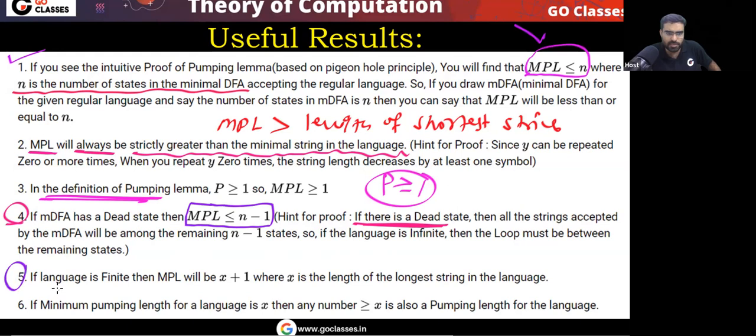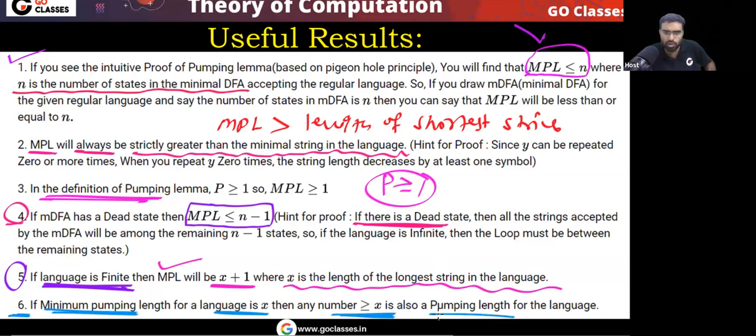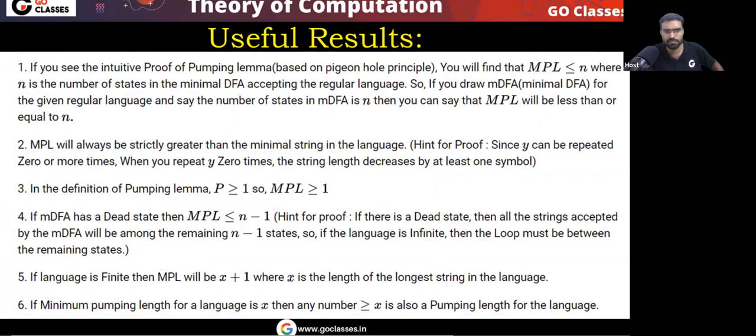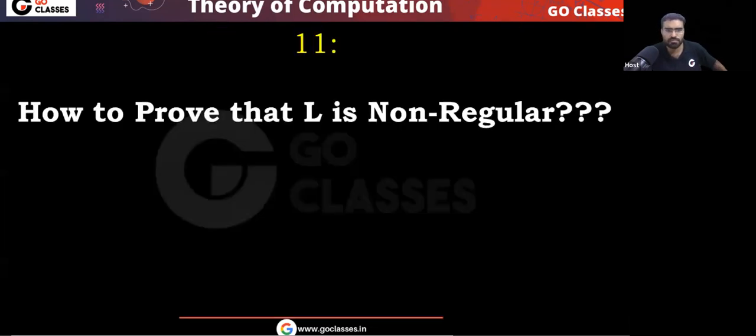And what about this statement? If your language is finite, then MPL will be x plus 1, where x is the length of the longest string. And the last point: if x is a pumping length, then every number greater than or equal to x is also a pumping length. So all these 6 points, are they clear? These are the 6 points you can easily notice. Okay, let's move on now.